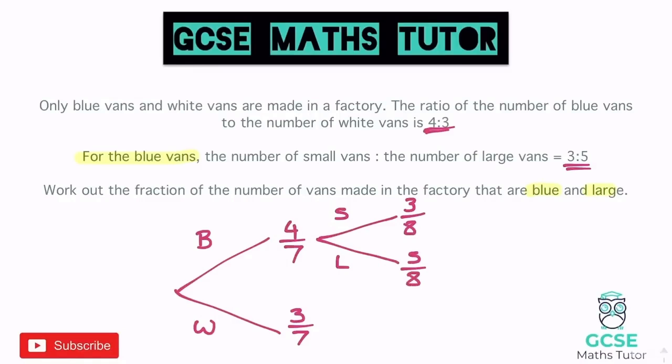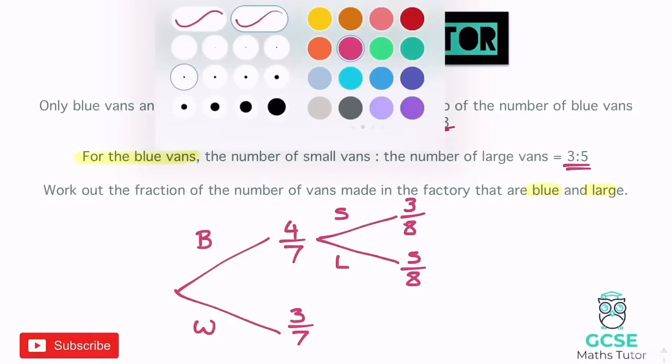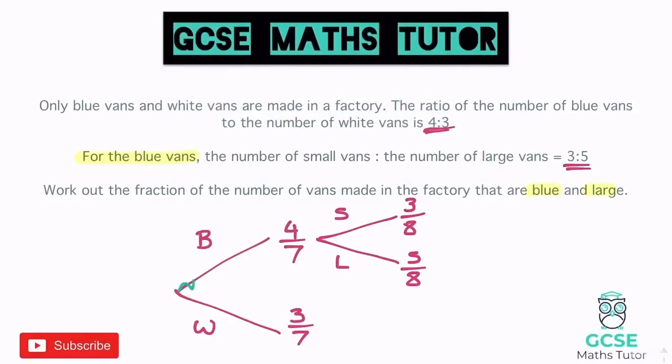Now, when it comes to actually working out the fraction here that are blue and large, we treat it in the same way that we do a probability tree. We have a look, okay, we go up the blue branch, and we get 4 out of 7 for the blue.